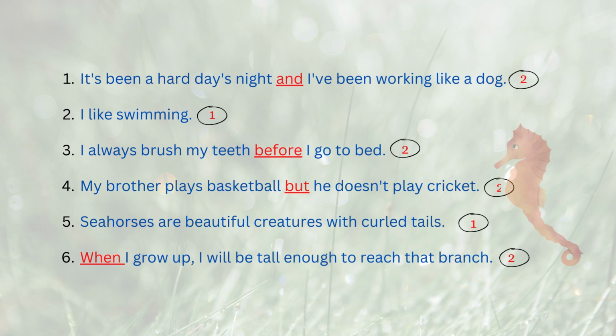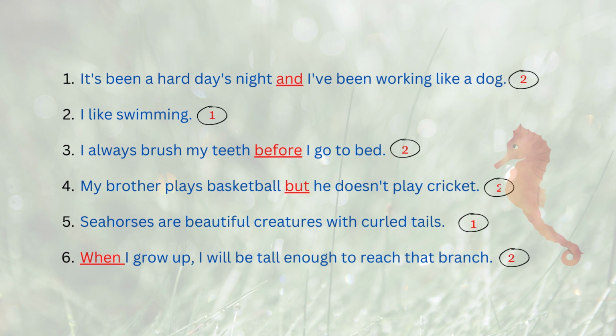Well, this is a compound sentence. The two clauses are, it's been a hard day's night, I've been working like a dog, and they're joined by the conjunction and. They both have equal importance, those clauses. Number 2, I like swimming, is just a simple sentence, one clause.